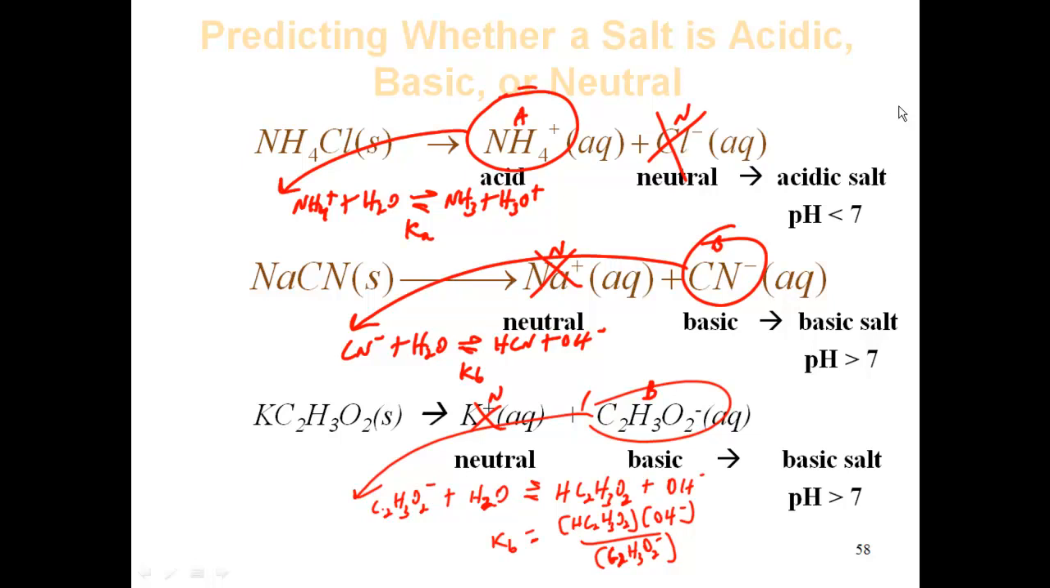Now, most likely, though, I won't be given the Kb of the acetate. I most likely will be given the Ka of my acetic acid. Okay, so I'm going to have to convert this from Ka to Kb to work my problem. Now, I haven't shown you how to do that yet, but we will show you that on the next homework set.